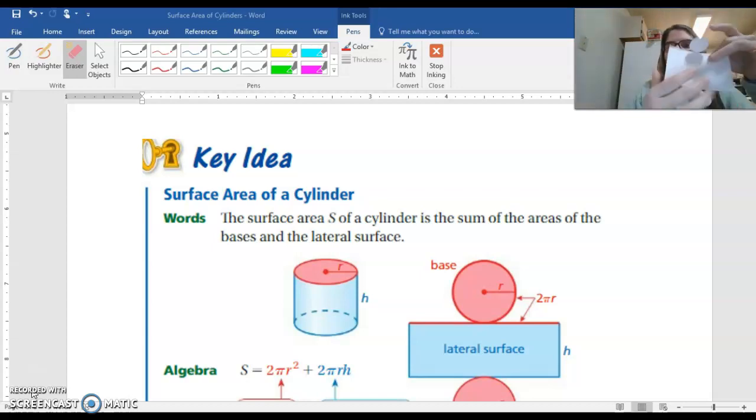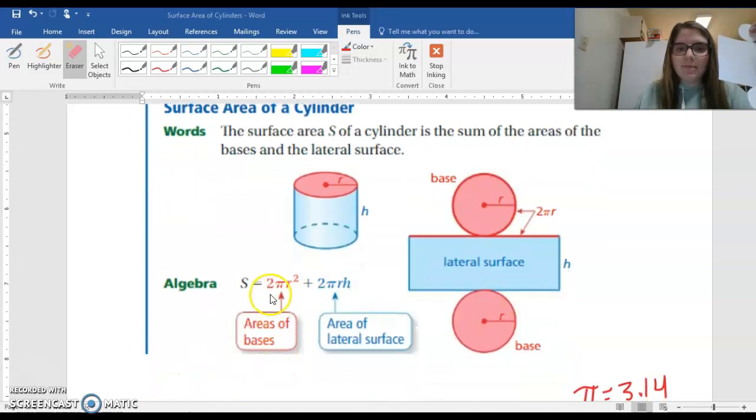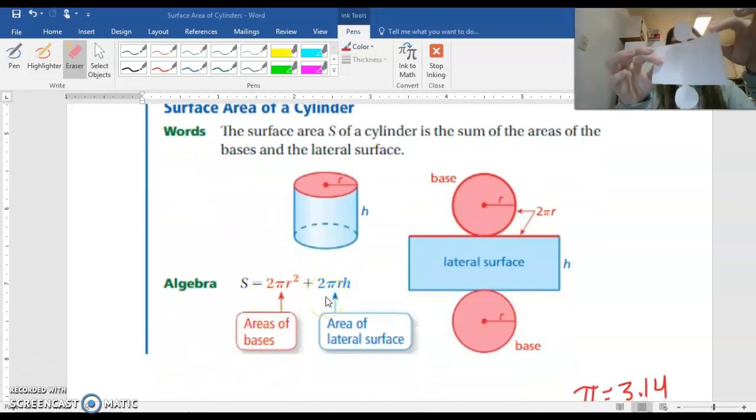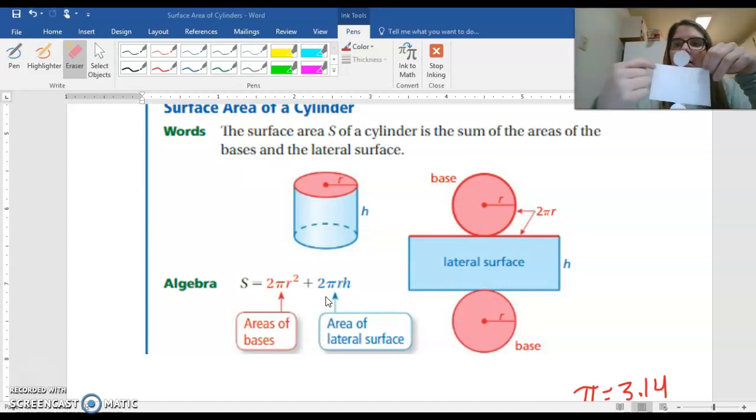So when you open up a can of soup, you have the two circles. To find the area of a circle, it's pi r squared, so we're going to take that times 2. That's where this part's coming from. Plus, you need to find the circumference of this circle, which gives you this side of the rectangle right here. That's why we're doing the 2 pi r, and then times the height to find the area of the rectangle.